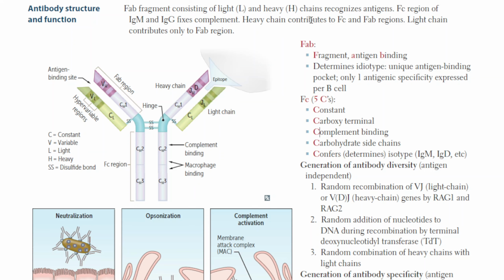The heavy chains contribute to the FC and FAB regions at the same time. The light chains contribute only to the FAB region. So this is the light one, which only contributes to the FAB region. In the graphic here, you can see that part.